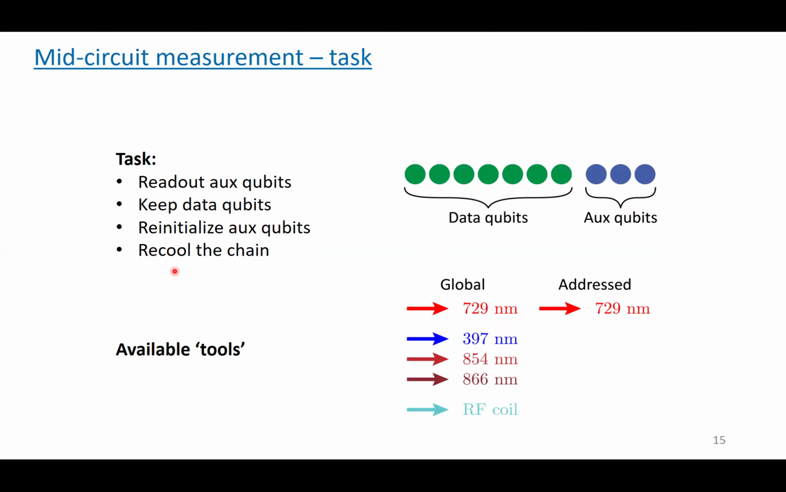And then we want to recool the chain, because when we detect, the chain heats up, and fidelities of the future MS gates can be spoiled. So we need to make sure that fidelities of the gates are as good as they were before.